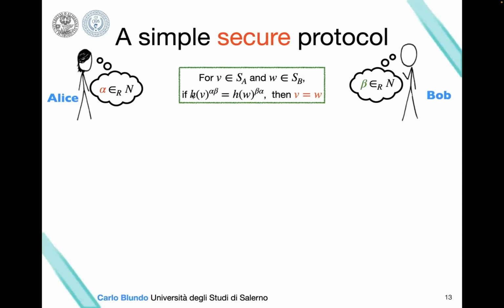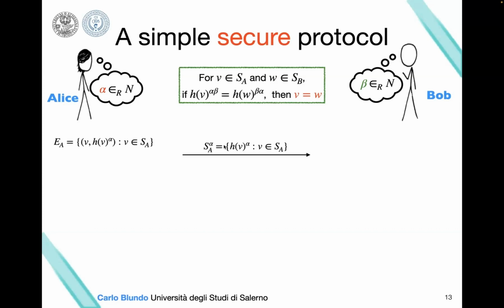This is why we choose the hash function H mapping values into a multiplicative group where exponentiation can be done. So Alice encodes the values: she takes each value V in the set, computes the hash function, raises the computed value to alpha, and sends this set to Bob.